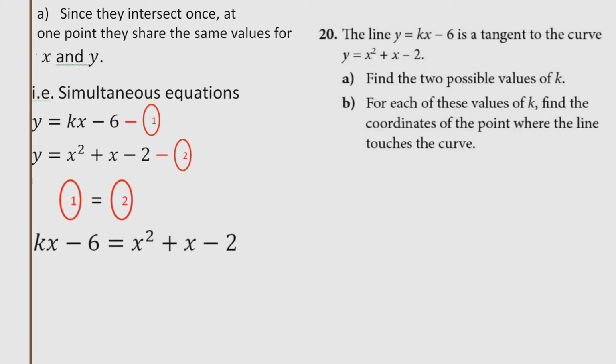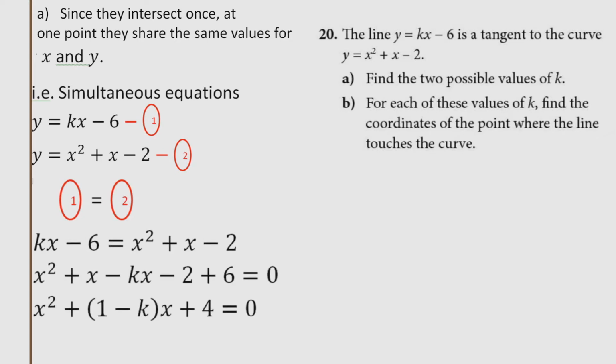And then after some workings, we can find something like that: ax squared plus bx plus c is equal to 0, where a is equal to 1, b is equal to 1 minus k, and c is equal to 4. Now since they only intersect once, there will be only one real root. So, equal roots here, because it's a quadratic equation. That means the discriminant b squared minus 4ac is equal to 0.